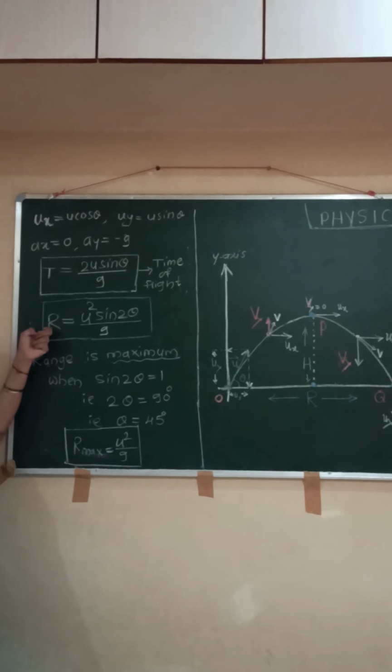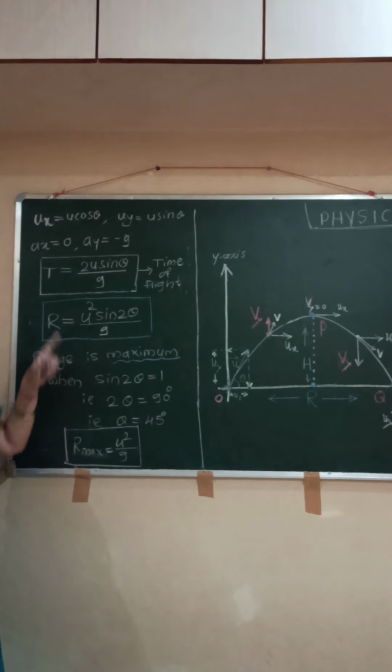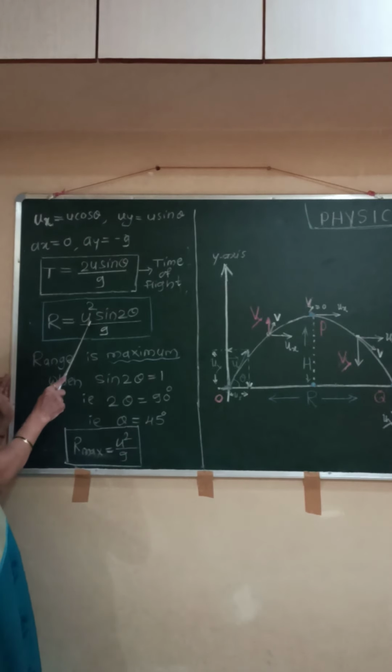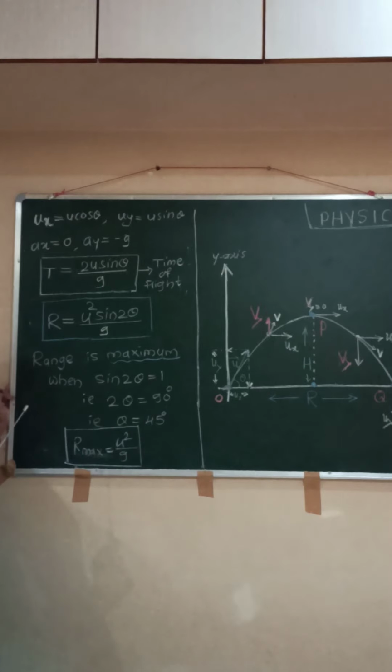Equation for range, we have studied and derived now this equation. The equation for range of the projectile is what? R is equal to u square sin 2 theta upon g. So we say the range of projectile depends on velocity of projection, angle of projection, and acceleration due to gravity.